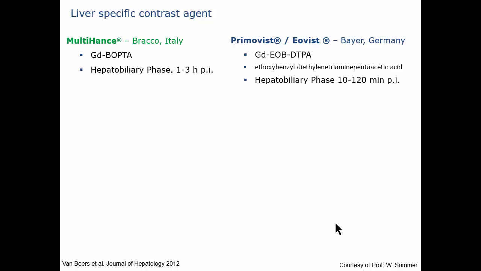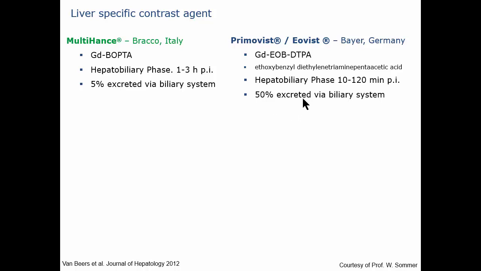And the main difference between those is that the hepatobiliary phase comes earlier when using gadolinium EOB compared to Multihance gadolinium, where you would have to wait 1 hour until you see uptake of the contrast agent.